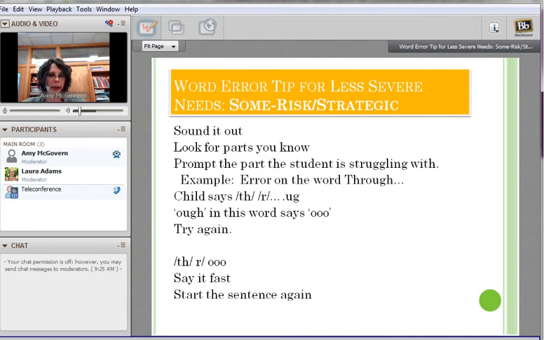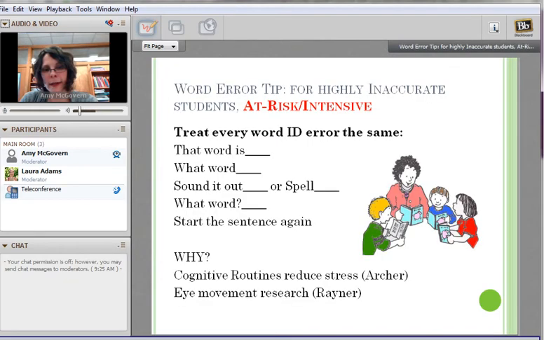So the child would say "thrug" for the word "through," and the teacher is going to prompt: O-U-G-H, this word says "ooh," try again. And then the student would sound out "through," say it fast, okay, "through." Now start the whole sentence again. "She went through the door." So getting the students to keep their eyes in the word is tremendously powerful.